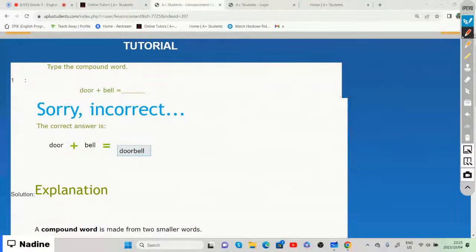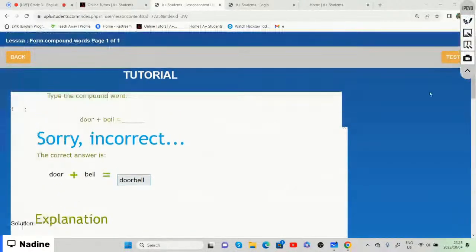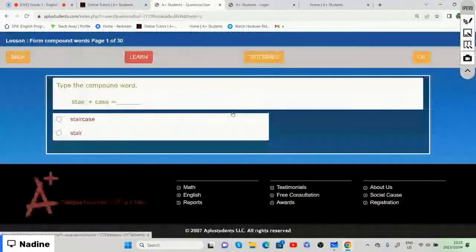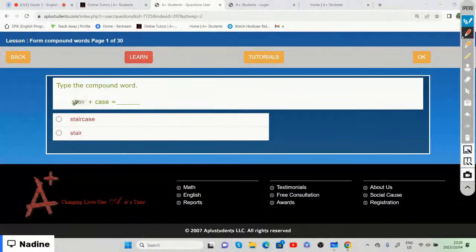All right. So now we're going on to our test where we are going to be forming the compound words, right? Okay, so if we look at these two words, which is stare plus case, these are two smaller words. We need to type the compound word. So stare plus case. Is it staircase or is it just stair? What is the compound word?